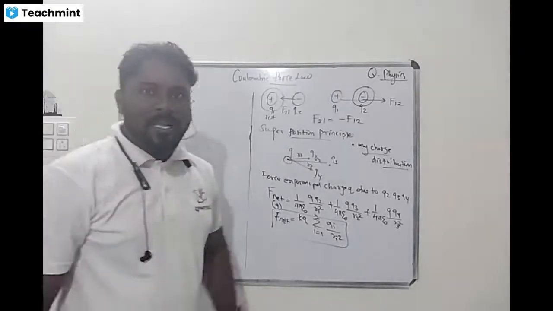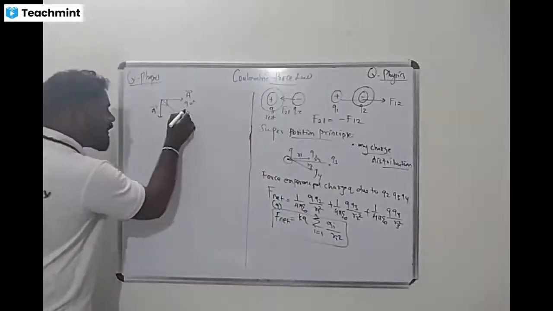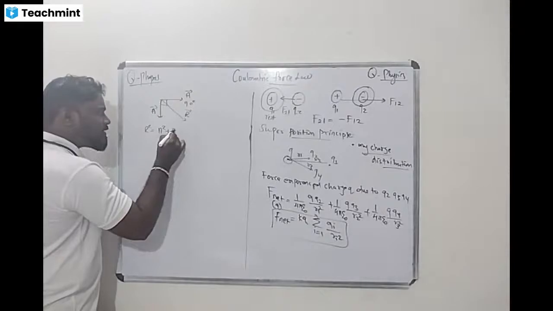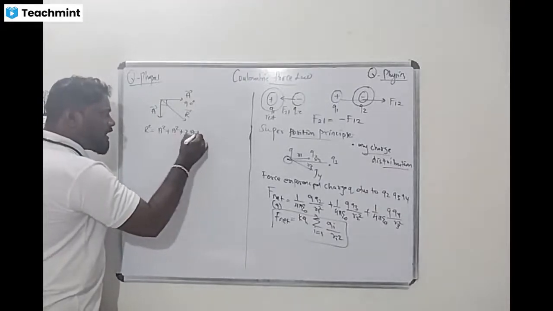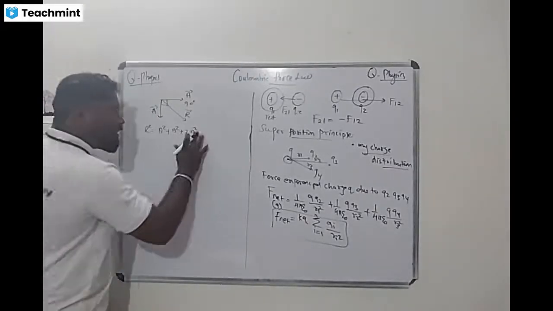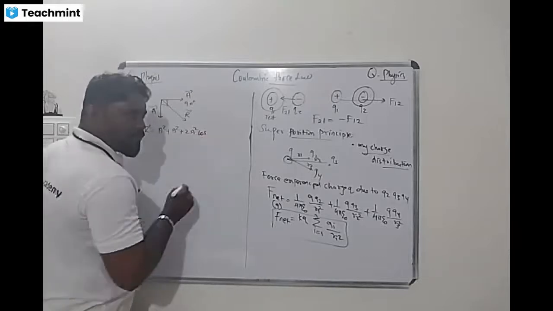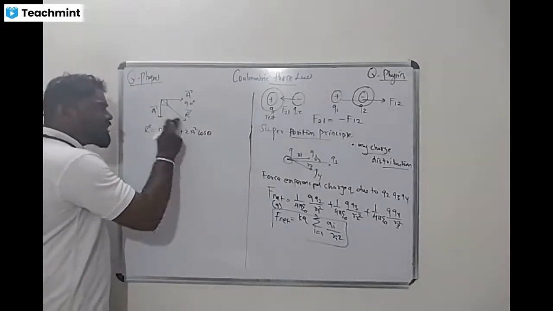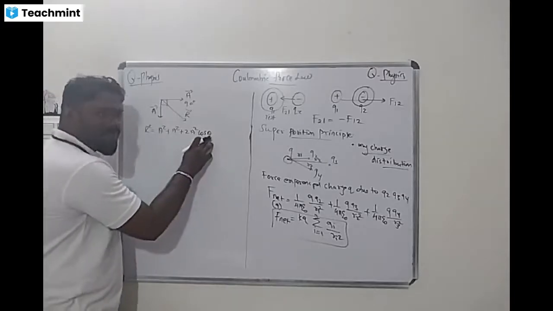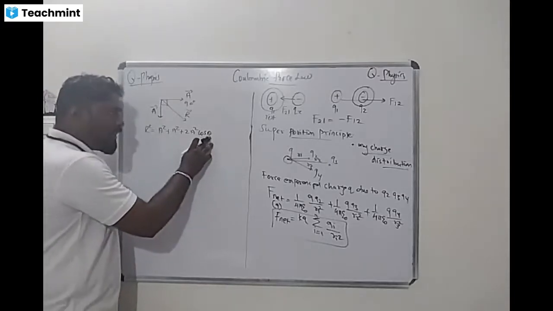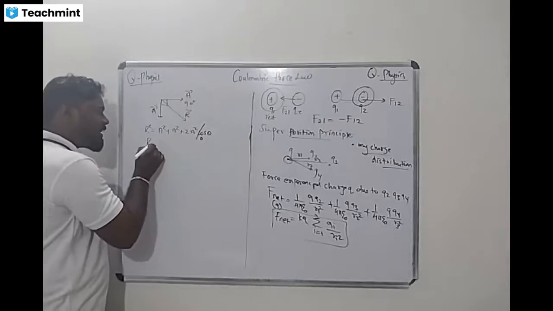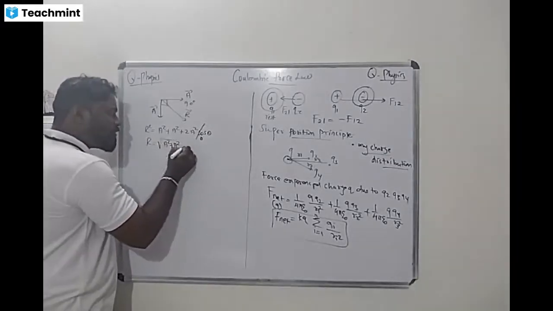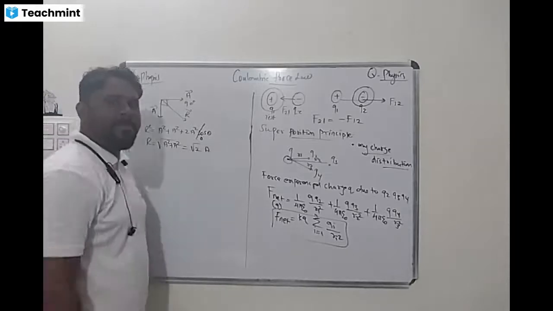We can represent it as R. To write the resultant vector: R square is equal to a square plus a square plus 2a square cos theta. What is the value of cos 90? It becomes 0. So the resultant is root under a square plus a square, which gives root 2 a. Is it clear? That's very important.